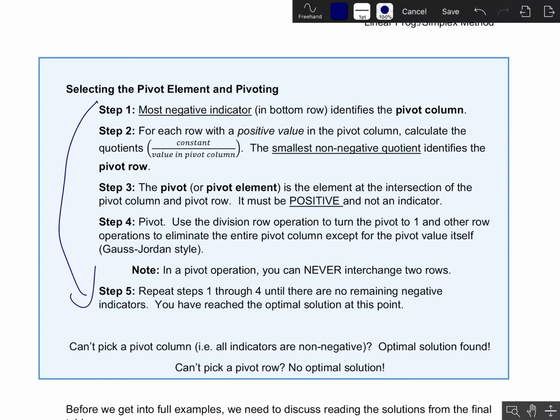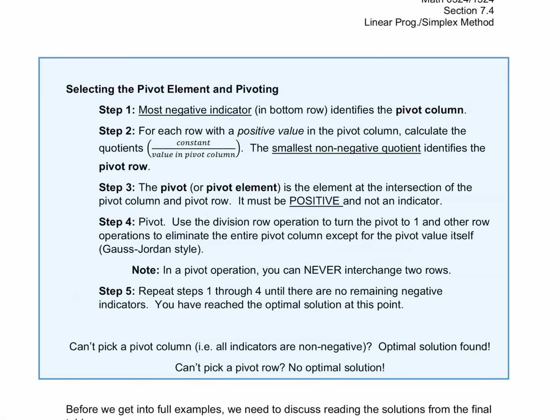So we're just going to go through these 5 steps over and over and over until we've made it so that there are no negative indicators remaining. And remember, once that bottom row has no negative indicators, then we want to read off the solution because it will be the optimal solution for the problem. Okay, so I would recommend just having this page in front of you, so maybe pull up the notes and have these instructions in front of you as we go through these problems. I'm going to quickly read over them now, but I think it might be useful to you to have these up on one page while you watch me do the problems on another page.